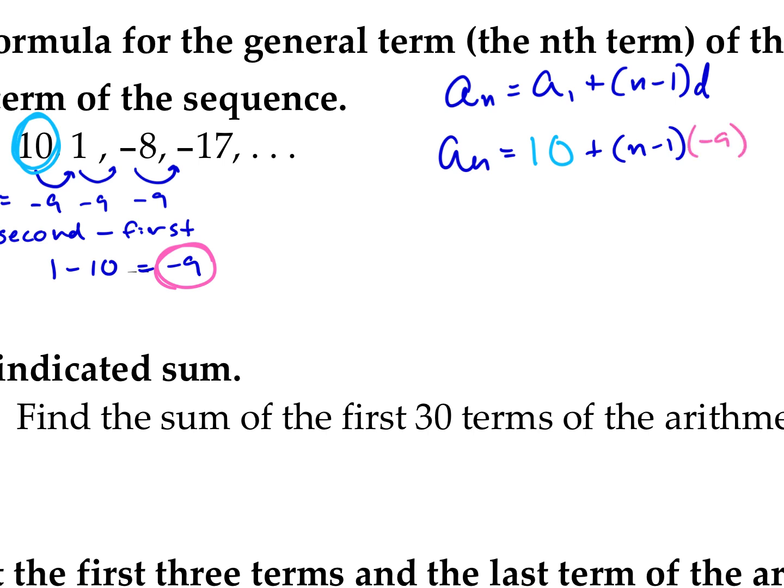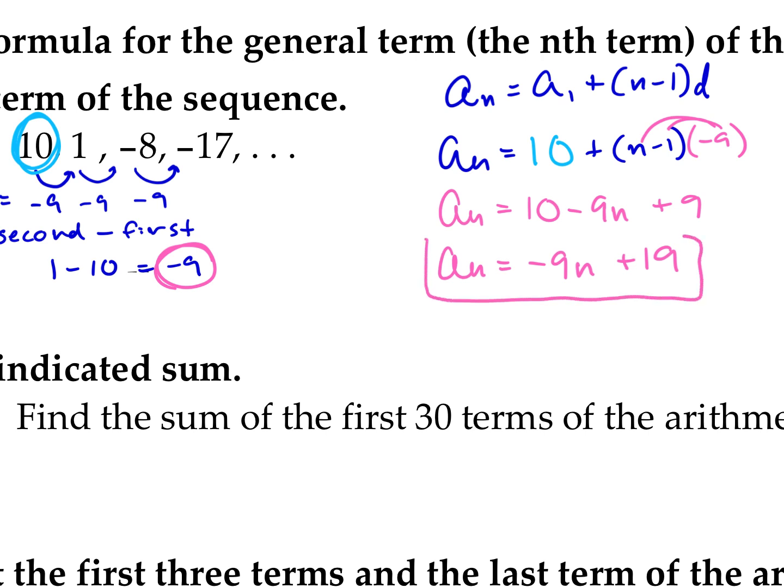So let's simplify this to find our general formula before we find the 20th term. What would I need to do to simplify? Distribute the negative 9. So a sub n is equal to 10 minus 9n plus 9. So a sub n is equal to negative 9n plus 19. So that would be our general formula.